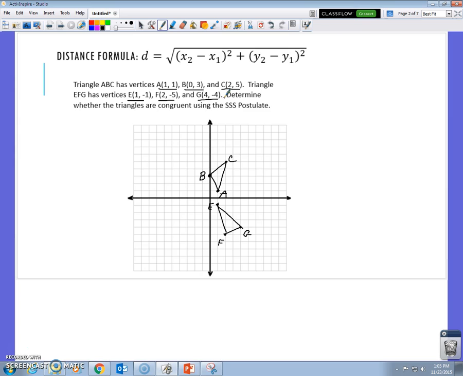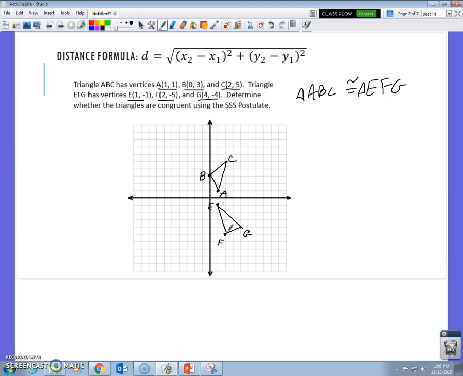Okay. Now let's just look at it and eyeball it here. These triangles do not look congruent. They don't. So let's remember our congruence statement here: triangle ABC is congruent to EFG. Using the side-side-side postulate, that means the length between A and B should be equal to the length between E and F. So we're going to use the distance formula.